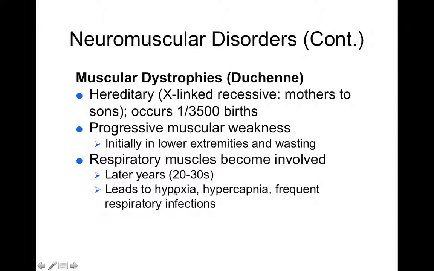But if it affects respiratory muscles, then that's going to lead to hypoxia, hypercapnia, because they have difficulty ventilating, as well as respiratory infections because of reductions in airflow, right? Like if you have pockets of air in your lungs that are very hypoxic, then it's going to set up a great condition for anaerobic bacteria to start proliferating and dividing and causing infection.